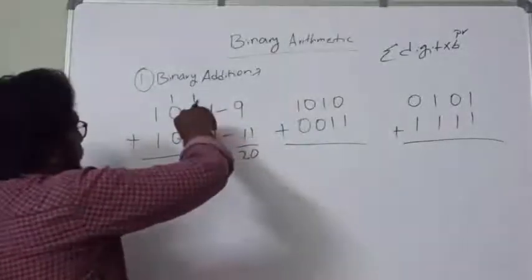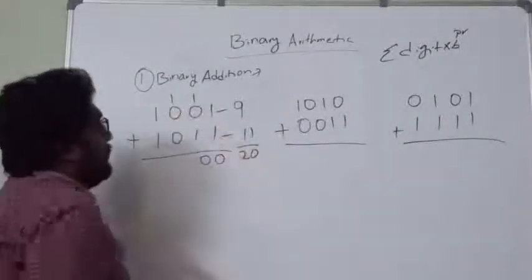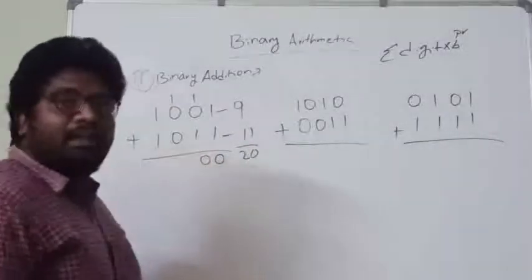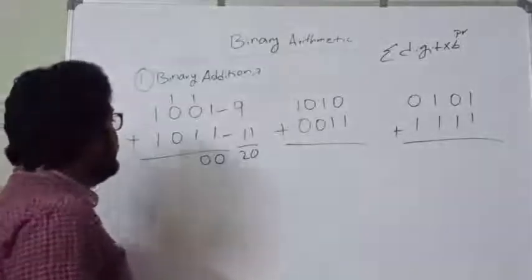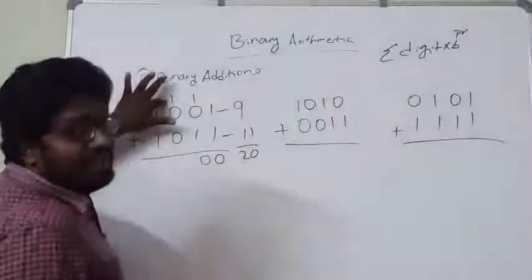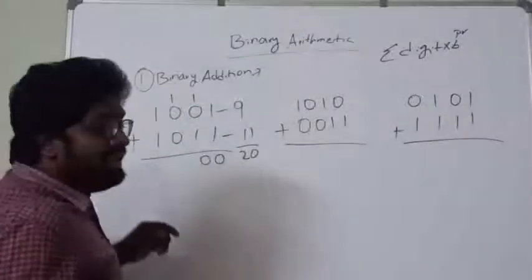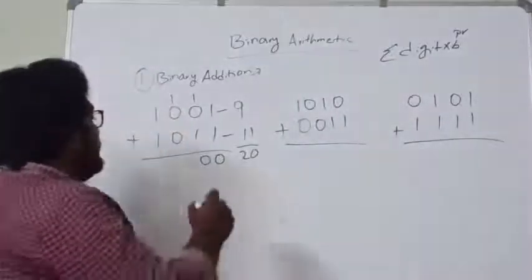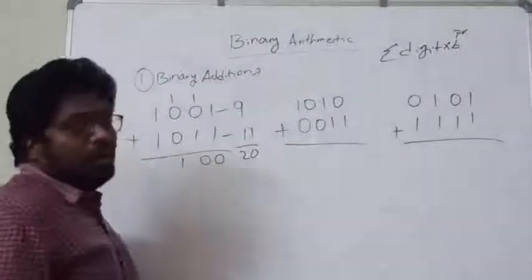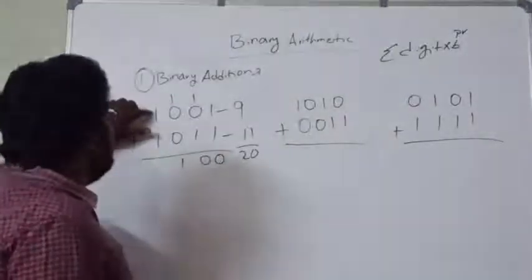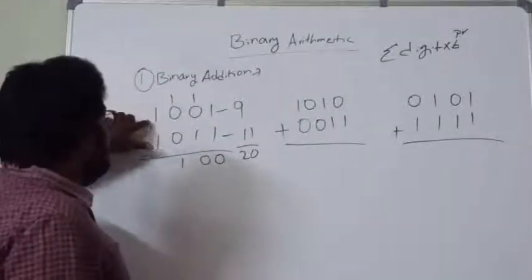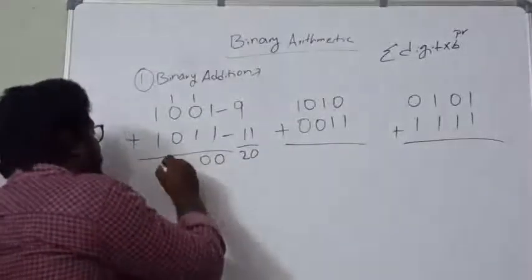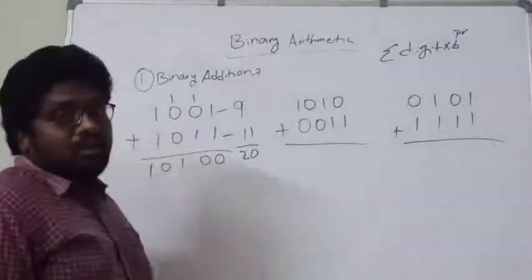The next one is 0 plus 0. On performing the addition with 0, the resultant will be 0. But we have a carry, so we have to add this 0 with 1. On adding 0 with 1, the resultant will be 1. Here, on adding 1 plus 1, the resultant will be 0 with carry 1.